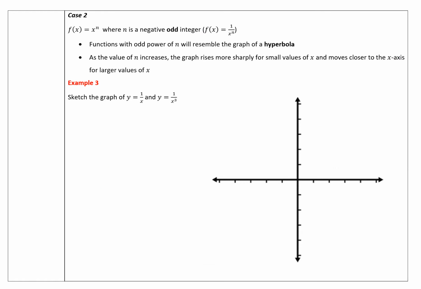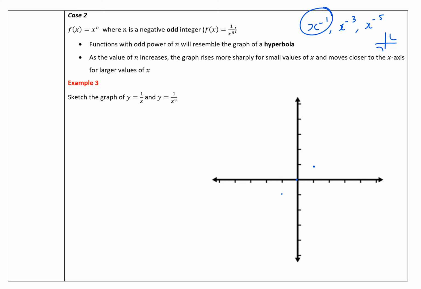Now what happens when n is a negative odd integer? So we're talking here x to the negative 1, or x to the negative 3, or x to the negative 5. You might remember x to the negative 1 is a hyperbola. So that's our general shape. If we think about what happens with numbers bigger than 1, and if we remember that we're going to have points of intersection here at 1, negative 1, 0, 0, and 1, 1, you can find those by subbing them into the graphs.